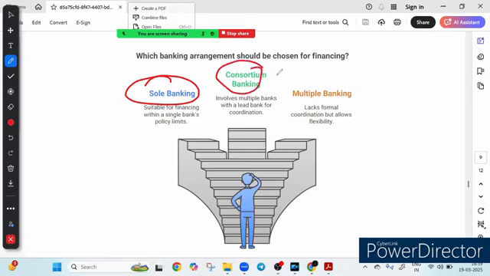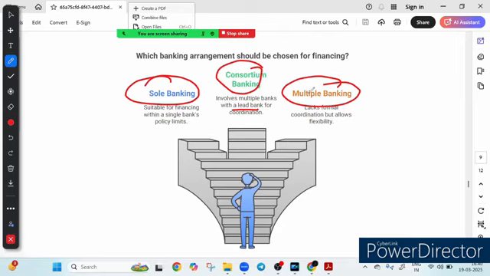The second option you have is consortium banking. When the financial requirement is larger, you will need multiple banks to pitch in. Here one bank acts as the lead bank. This is the concept of the lead bank, which coordinates the entire loan structure. This is called consortium banking, perfect for large-scale projects where teamwork among the banks is key. And the last thing we have is multiple banking. If you want more freedom, multiple banking offers flexibility. There is no formal coordination between banks, but you can tap into several banks separately, managing each loan individually.